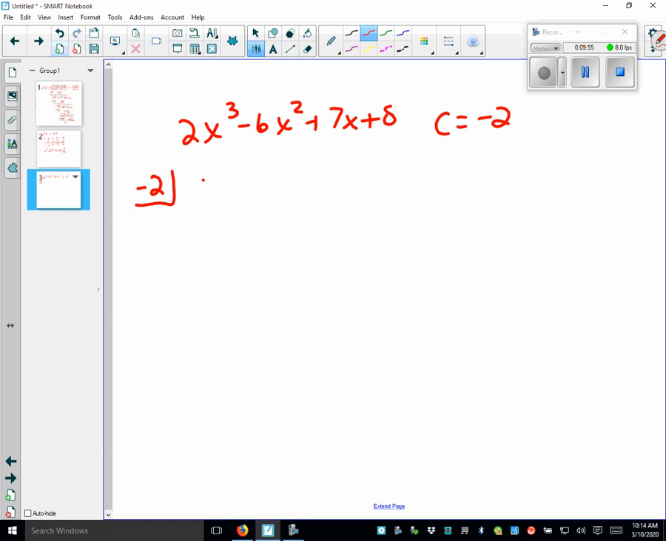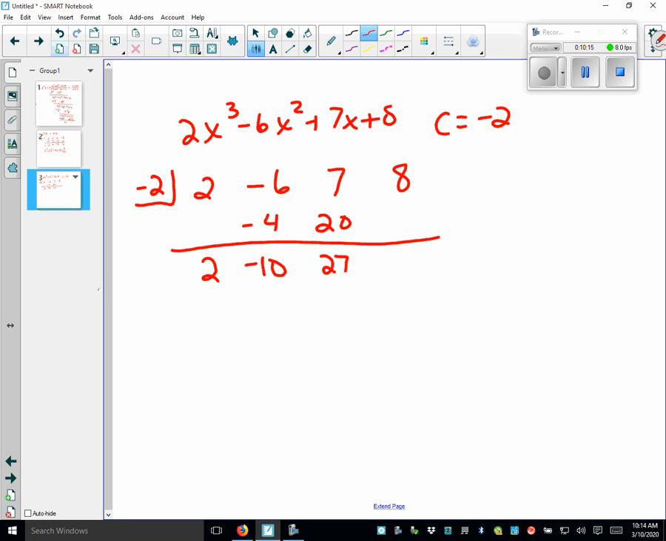Negative 2. What are my numbers? 2, 6, 7, 8. Bring what down? Two. Two times negative two? Negative four. Negative ten. Twenty. Negative forty. Forty-six. Negative forty-six. What is my answer? Negative forty-six. I expect you to be able to tell me the answer. Right? Okay. Moving right along.